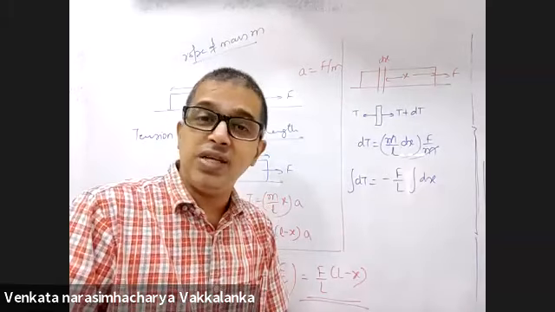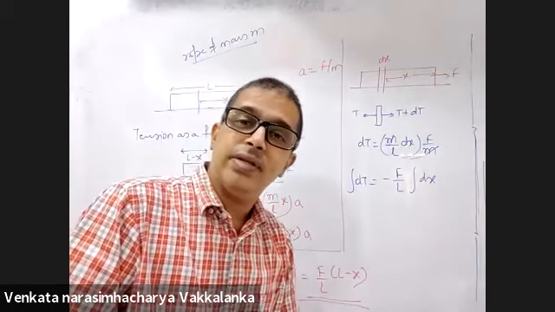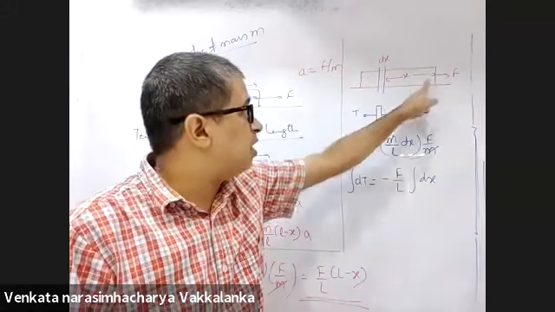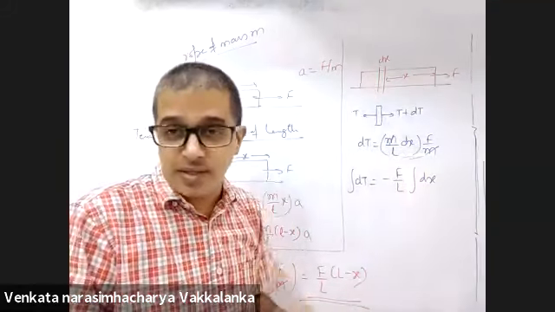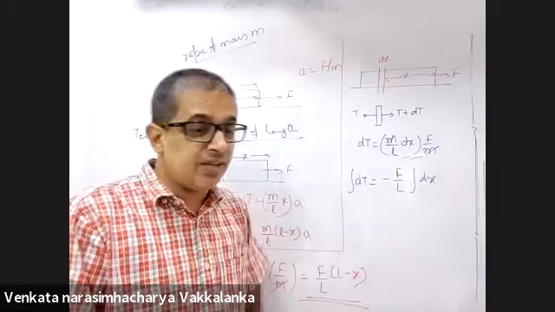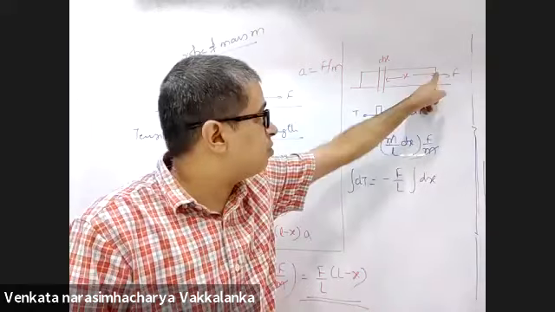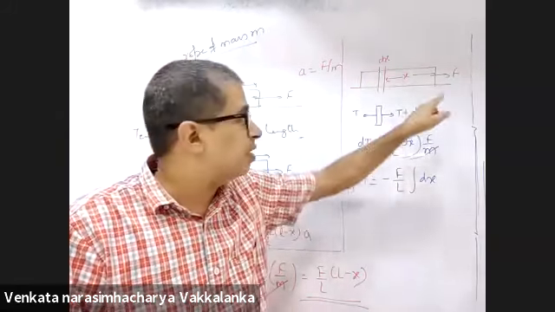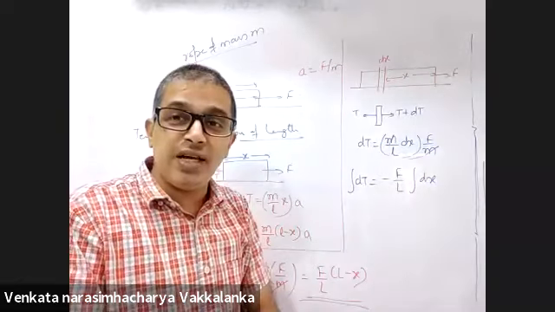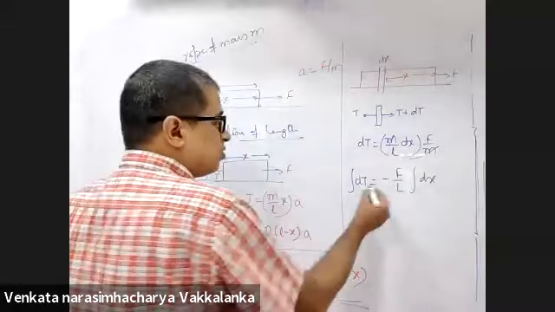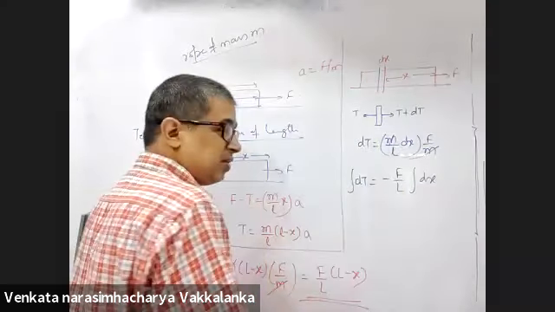dT by dx is negative. Why is dT by dx negative? Tension is decreasing as x is increasing. As you are moving to the left, tension at the extreme end is 0. Tension is decreasing as x is increasing, right? So dT by dx is negative. So don't forget the negative sign.